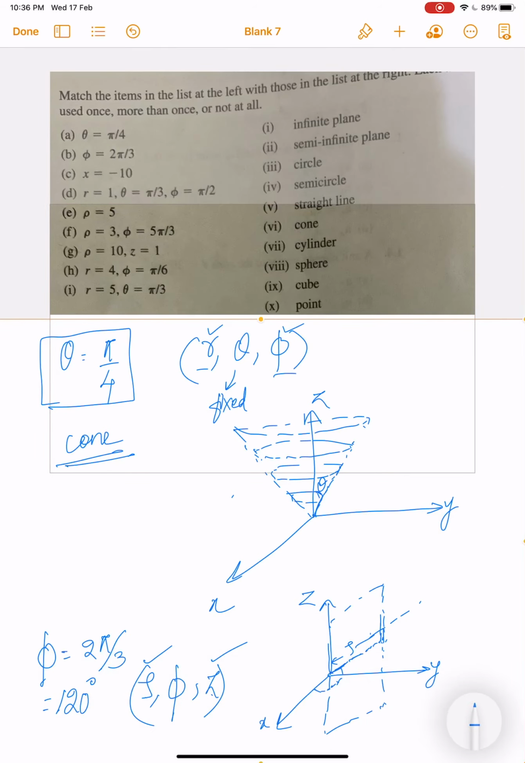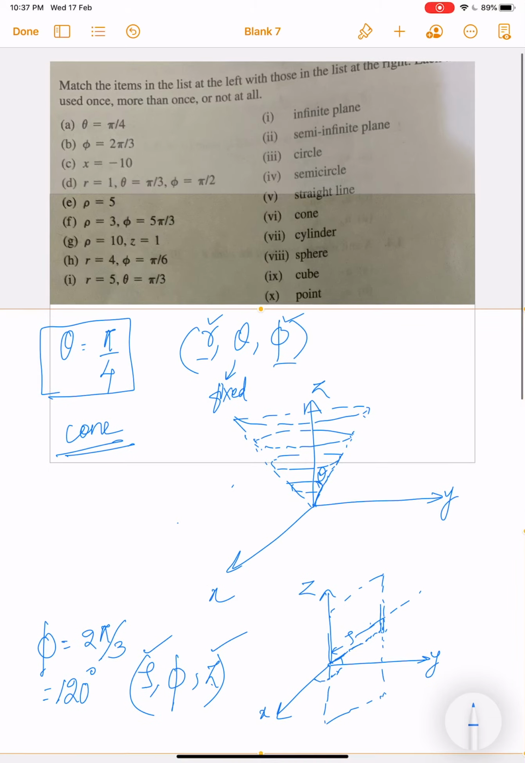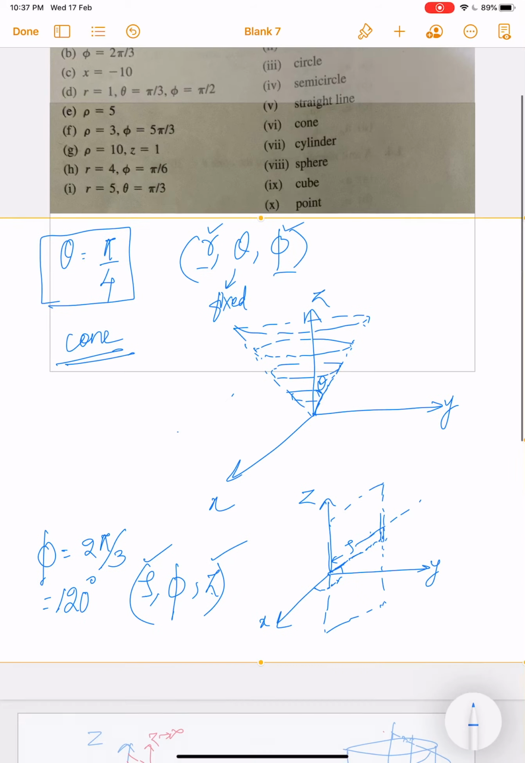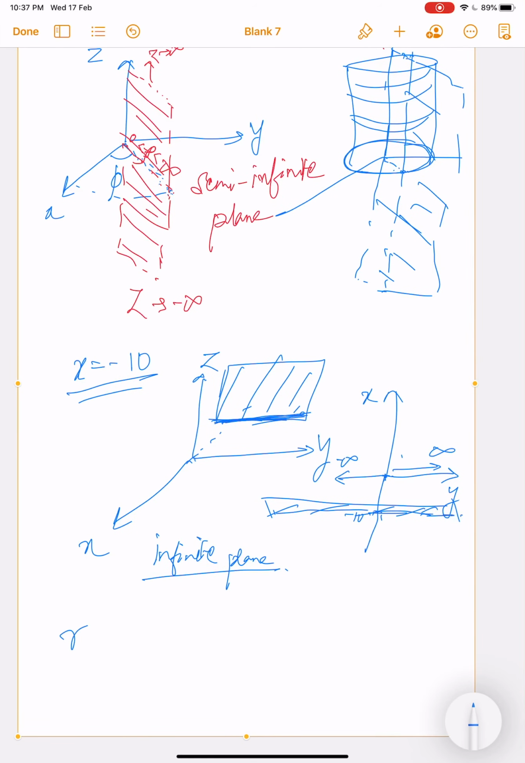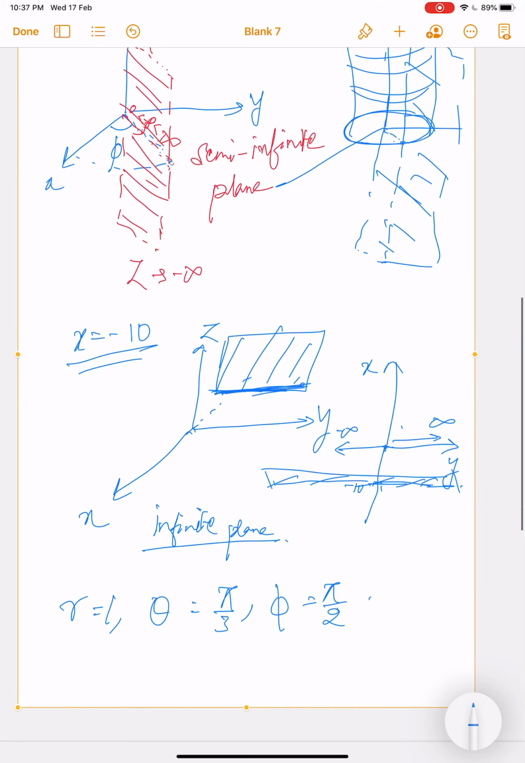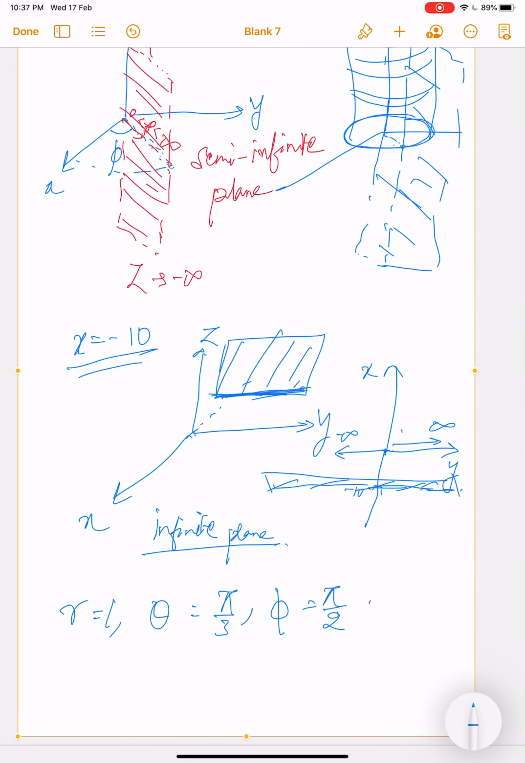Okay, you can see over here, r is equal to 1, theta is equal to pi by 3, phi is equal to pi by 2. So this is pretty clear that it's a point, because all the three coordinates are given. Let me write it over here. r is equal to 1, theta is equal to pi by 3, and phi is equal to pi by 2. So this is a point, because all the three coordinates are given to you.